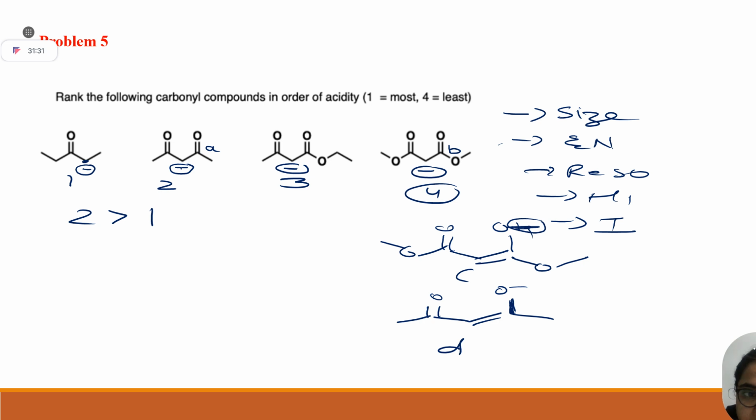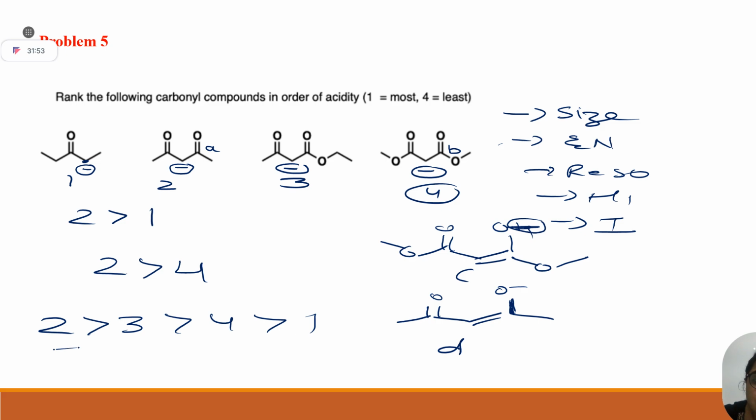So obviously the negative charge nearer to the electron deficient carbon will be more stable. Yes or no? Therefore, students, second will be a more stable carbanion than your fourth. So the exact order will be 2, 3, 4, 1. If not understood, ask me again. I will clear your doubts.